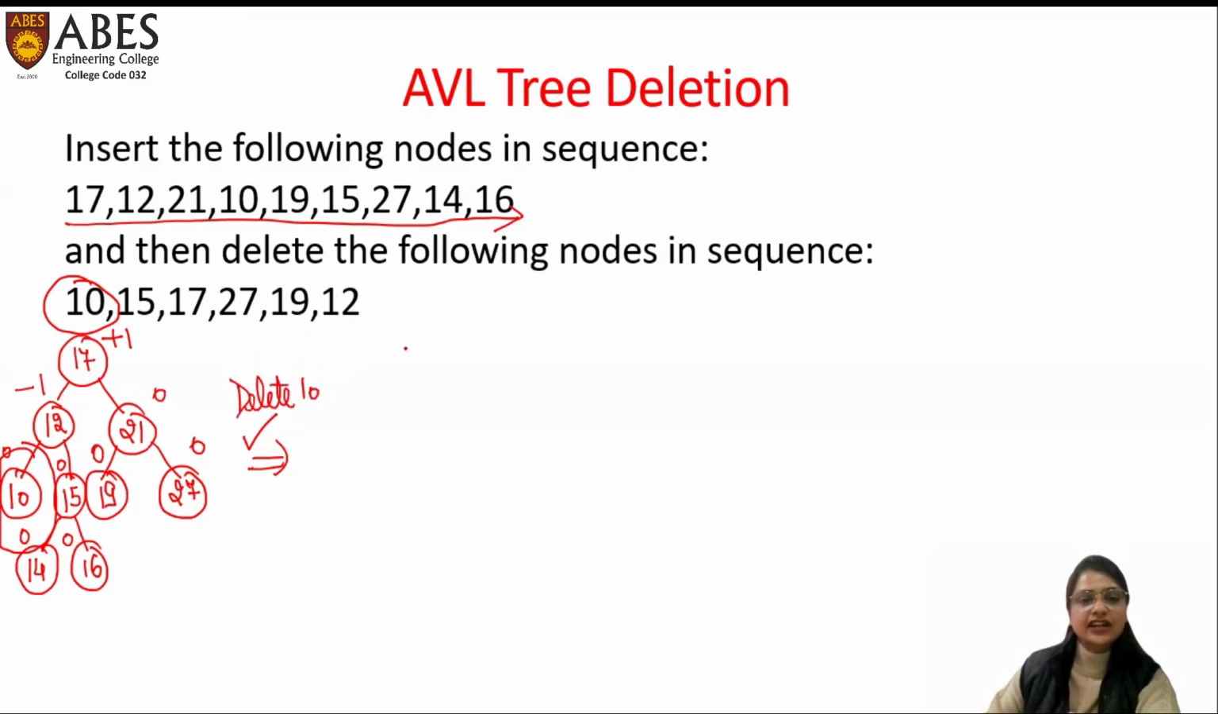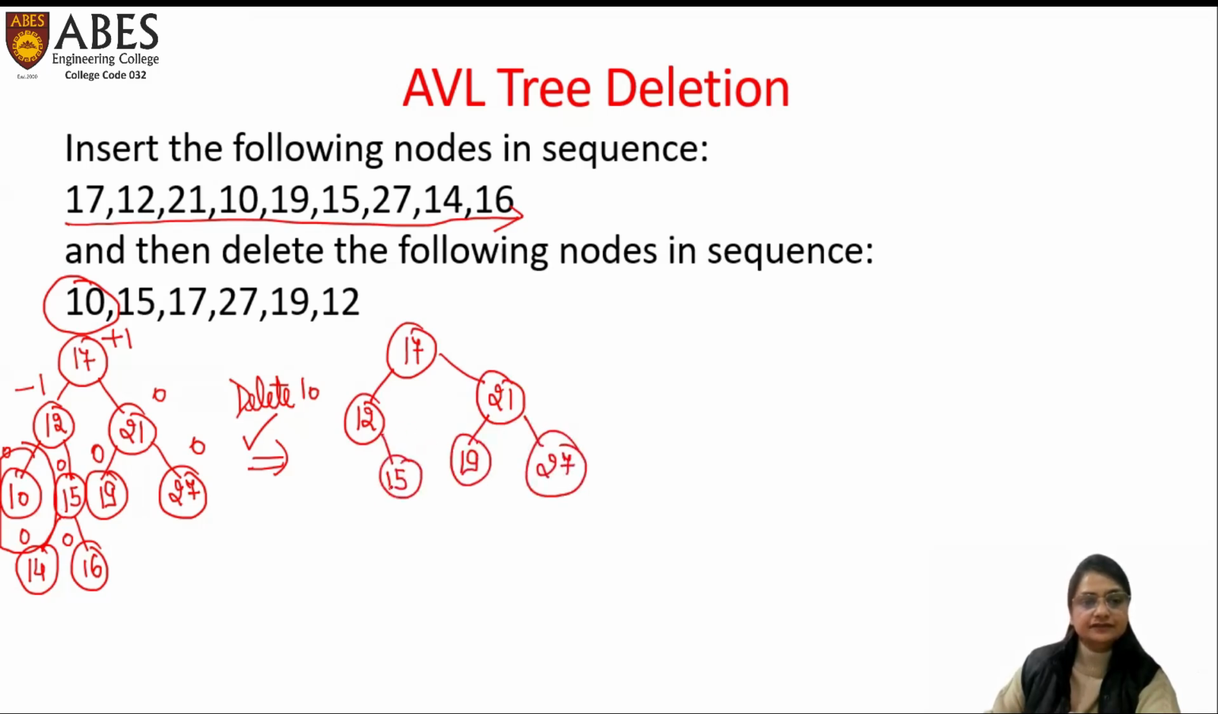Delete 10. Before deleting 10, we have to see whether this 10 is a leaf node or it has one child or it has two children. So we have to consider all the BST deletion cases here as well. But as I can see here, 10 does not have any child, so we can simply remove this element from here. 17, 12, then 21, 19, 27, 15, 14, and 16.